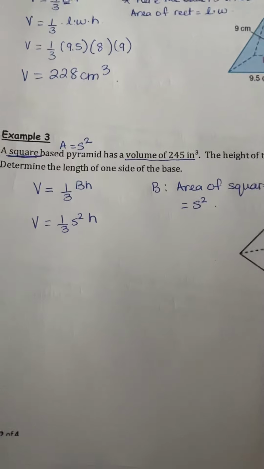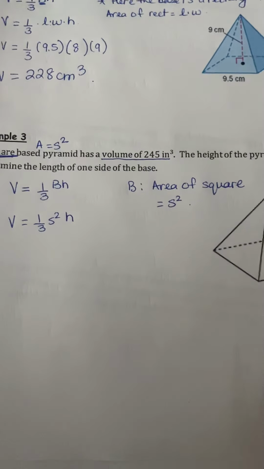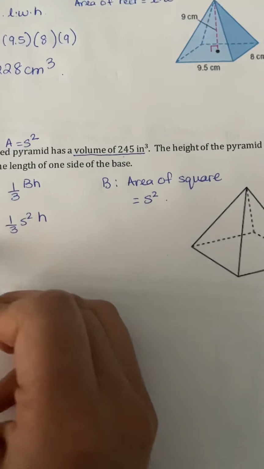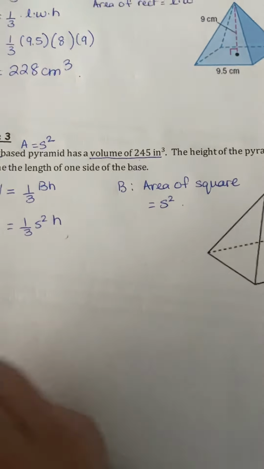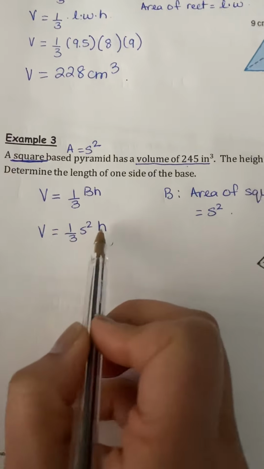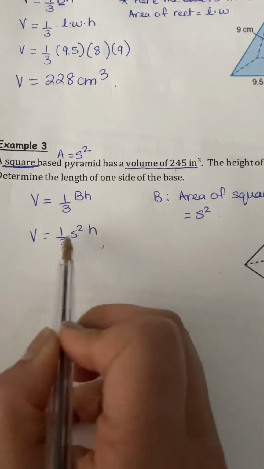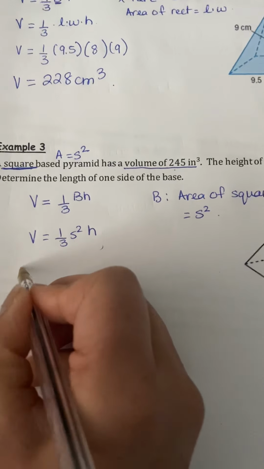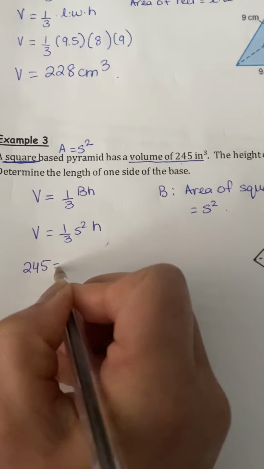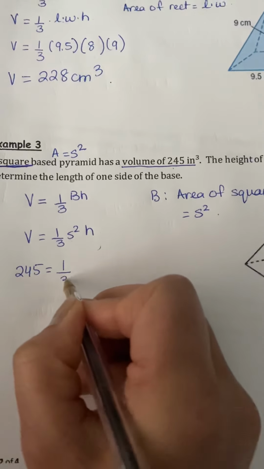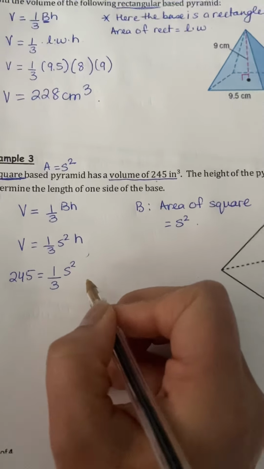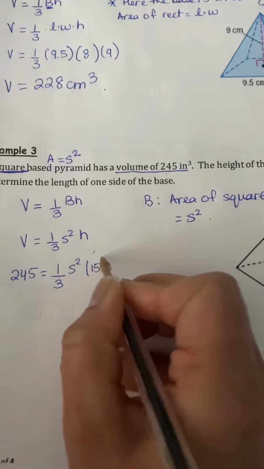Now this is a little different because here we're not finding the volume. The volume is already given to me. So once you have the formula, you're just going to substitute these things. You have 3 variables here, and you know 2 of them. You want to find the third one. So you know your volume is 245, times 1/3. You don't know your s squared, but you do know your h. What's your h? Your height is 15, right?